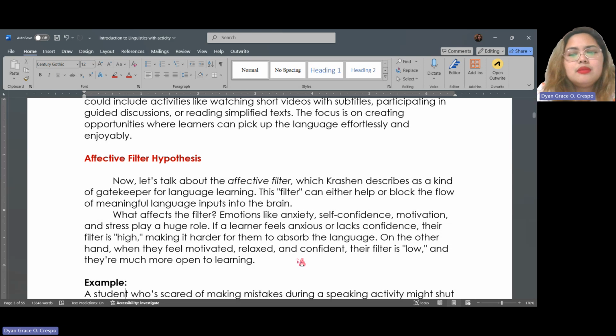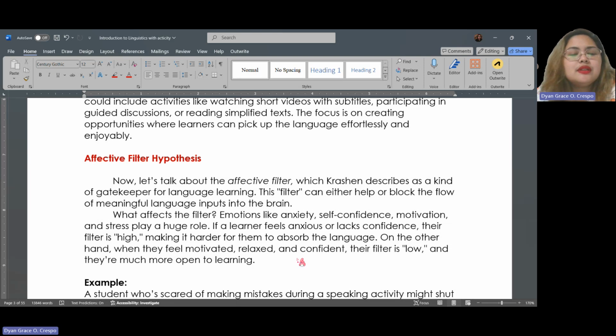We could input it by giving probing questions and so on. Now, for the affective filter, which Krashen describes as a kind of gatekeeper for language learning. This filter can either help or block the flow of meaningful language input into the brain.